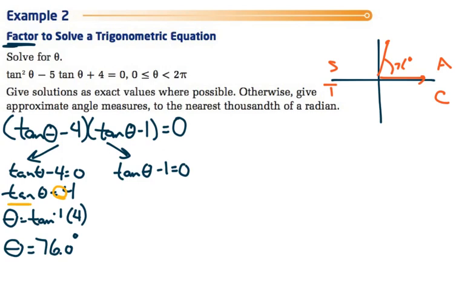We need to draw then a 76-degree angle from the x-axis into that quadrant, which would be about like this. And our second angle measured from standard position would go all the way around like so. So then our second angle would be 180 plus 76, or 256 degrees.